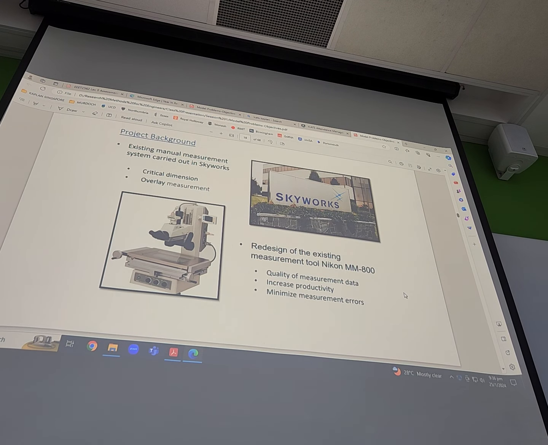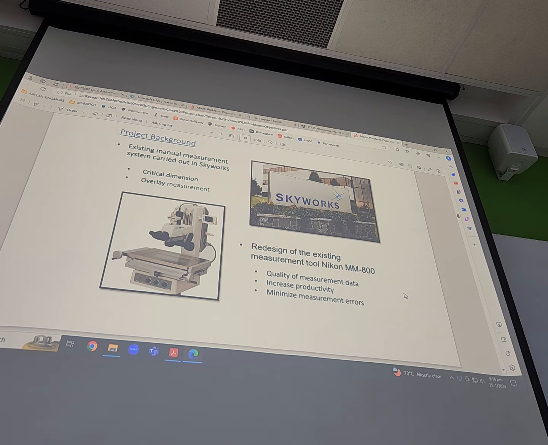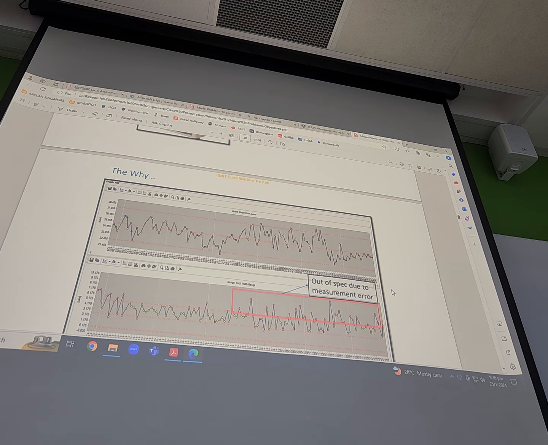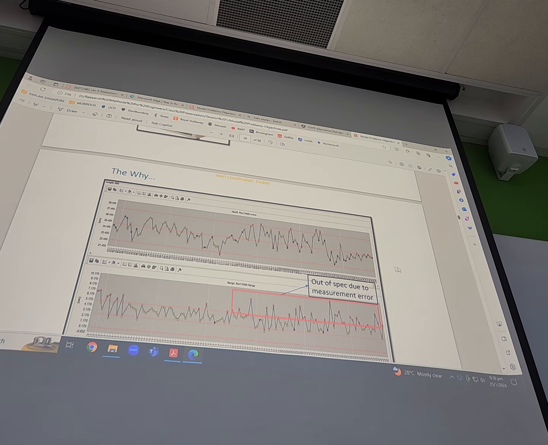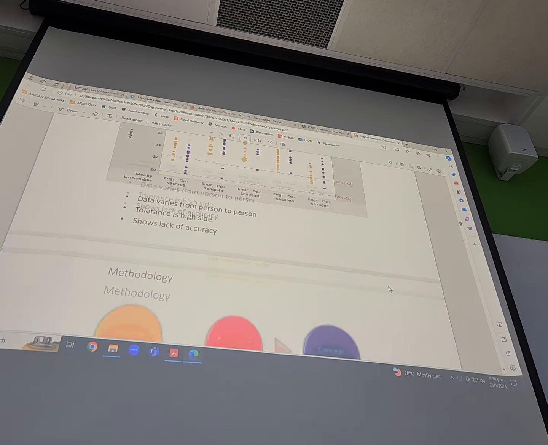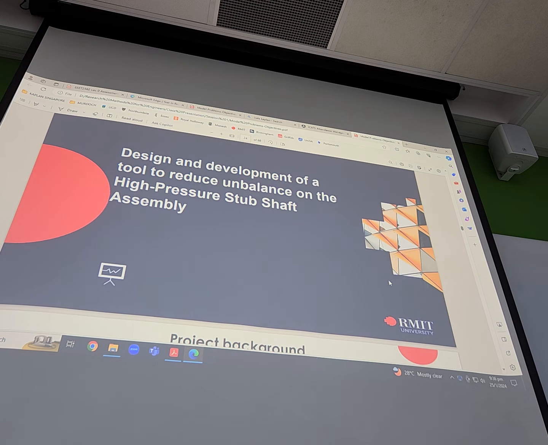Then give some background analysis: why you want to take up this project. You can have your own reasons, try to state the reasons. Then if there is any supporting data available, you can also present your data. Then what methodology you want to use, so what are the different ways you can study the problem. All right.